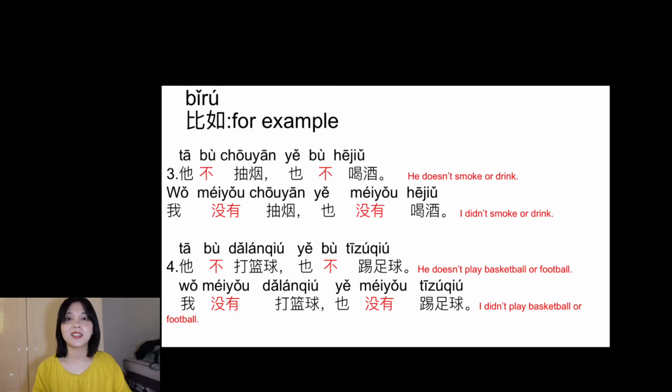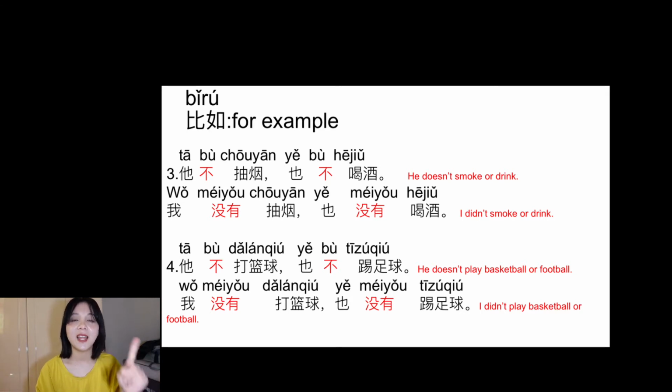Next one, 他不抽烟也不喝酒 means he doesn't smoke and he doesn't drink. And 我没有抽烟也没有喝酒, I didn't smoke and I didn't drink. But will I do that tomorrow? We don't know. It's something in the future.